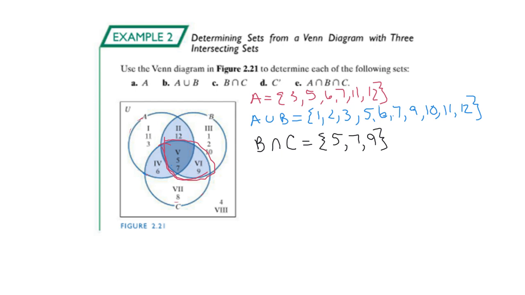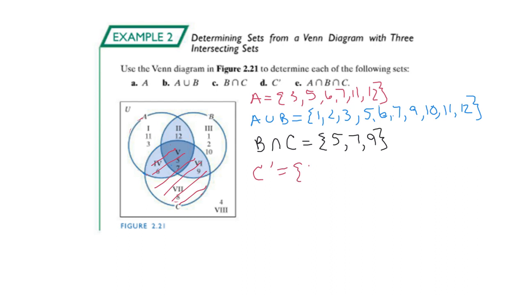Let me see if it'll allow me to erase this out a little bit. There we go. And part C is asking me for the complement of C. Now, remember the complement of C means that we're excluding the C. So if I take out everything dealing with C and remove all of it, what I'm left with is not C.